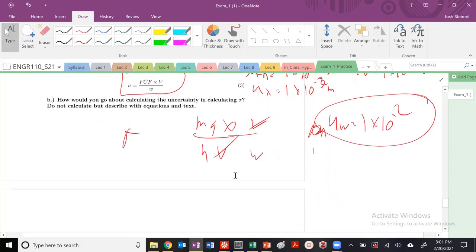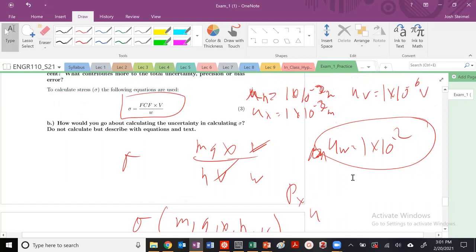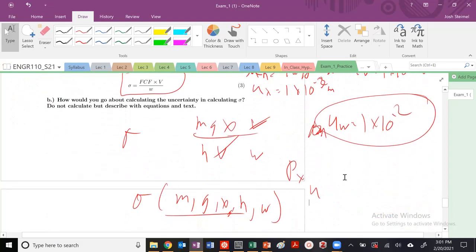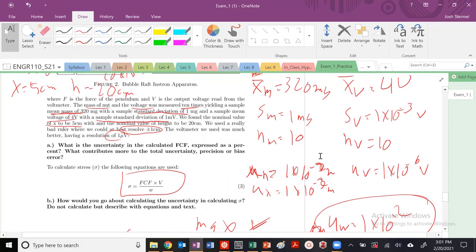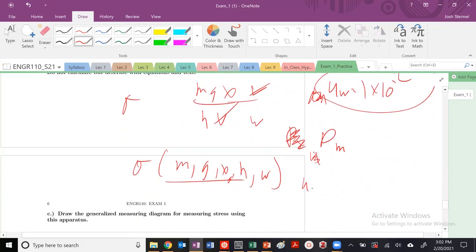So the voltages would go away. We'd have no precision error in voltages to worry about. So now we just have sigma as a function of m g x over h. And I'd have precision error in m. I wouldn't have precision error in my voltage because the voltage is no longer there, but I would have uncertainty in x, uncertainty in h, and uncertainty in w.